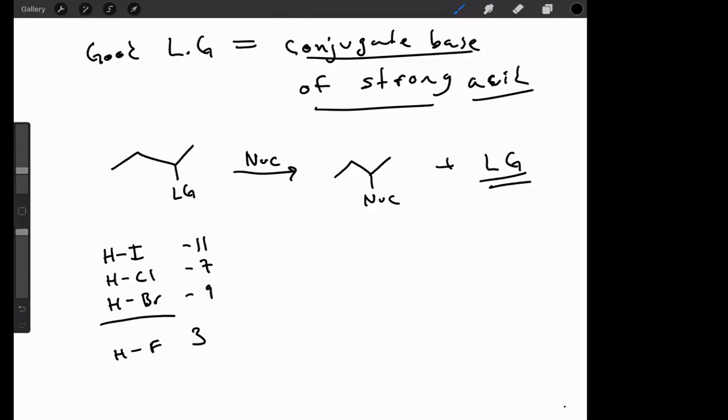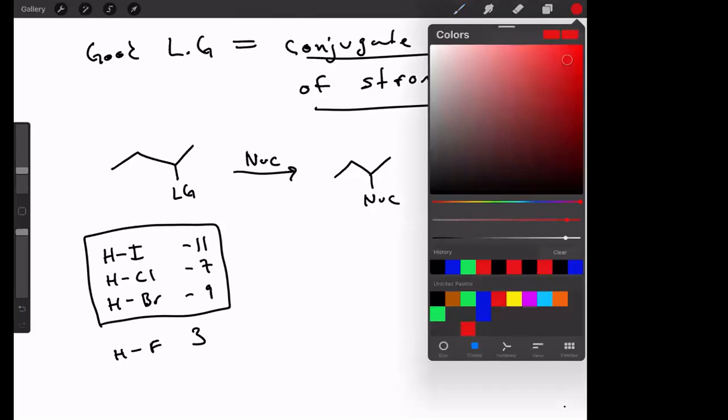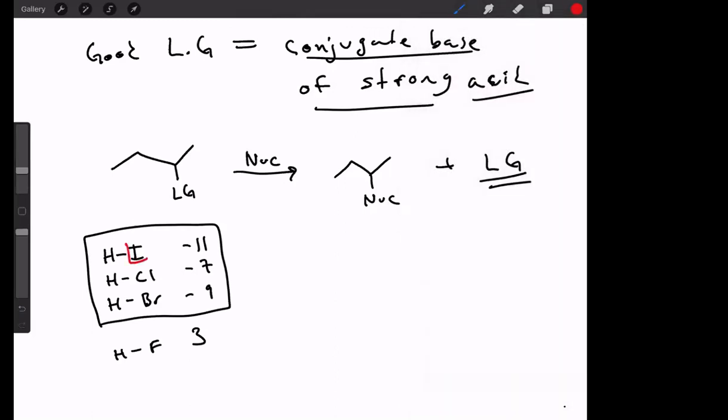So it's quite a bit weaker than the other three halogens. While these are all strong acids, which makes these halogens fantastic leaving groups, the fluorine is not a good leaving group. That was a great question to ask. Does that help? Does that clear it up for you? All right.